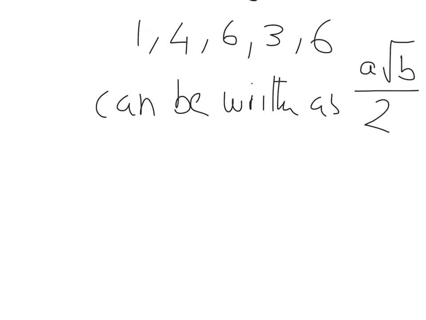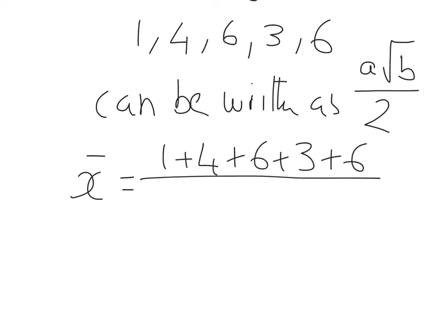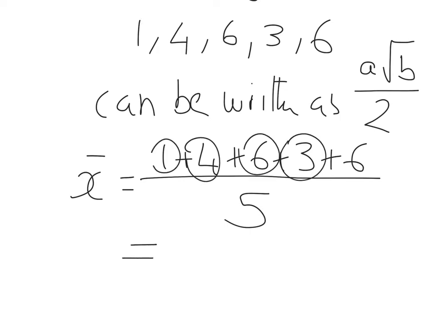So as usual, I need to find the mean first. So that's x bar equals 1 plus 4 plus 6 plus 3 plus 6 divided by the amount of numbers in the sample, which is 5. Total that up, so 1, 4 is 5, plus 6 is 11, plus 3 is 14, plus 6 is 20. 20 divided by 5, and the mean is equal to 4.